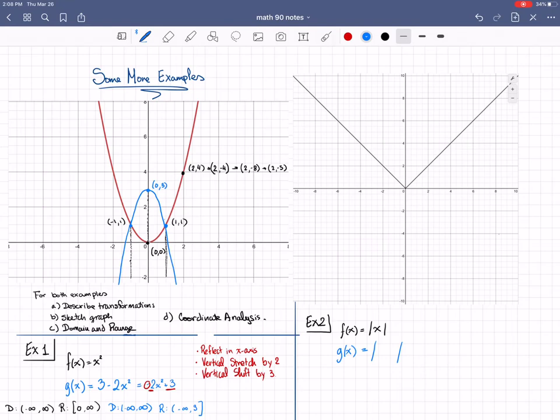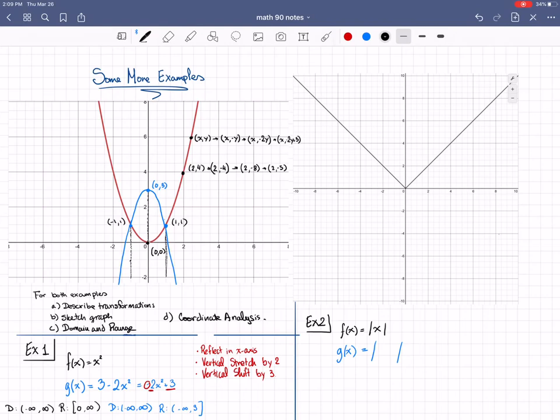And finally, the coordinate analysis. So for this, I'm going to go back to the graph. We're going to pick some random point (x, y), and we're going to talk through the transformations much like we did for (2, 4). So a reflection in the x-axis flips the y-coordinate. So after the reflection, we are now at the point (x, -y). A vertical stretch doubles the y-coordinate, so it becomes (x, -2y). And then lastly, the vertical shift by 3 adds 3 to the y-coordinate.